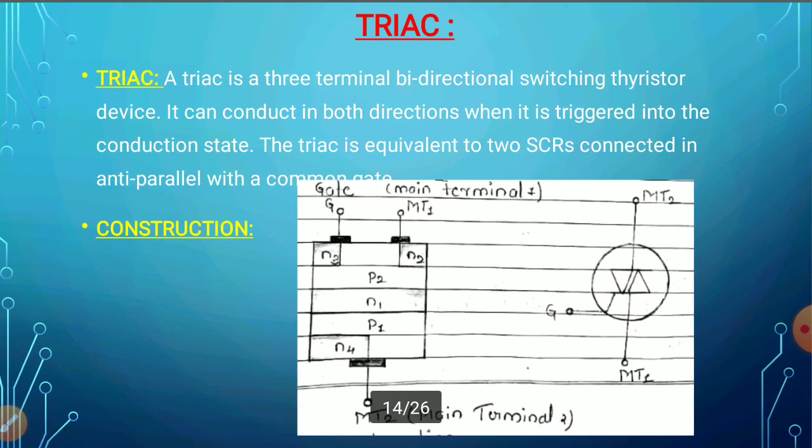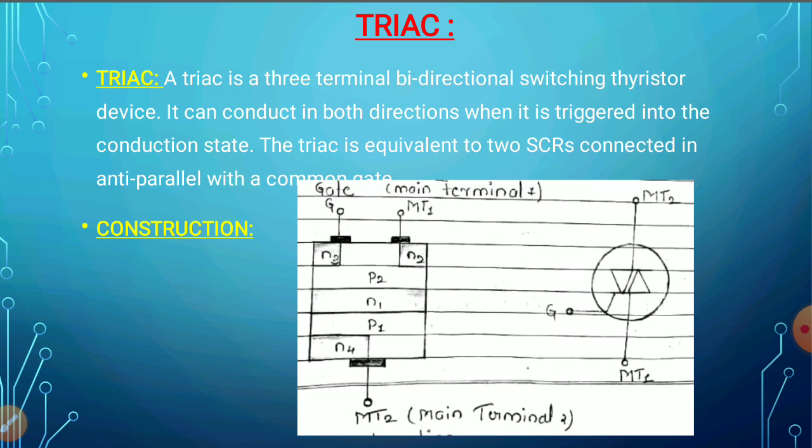The next one is we will discuss one more semiconductor device, that is the TRIAC. TRIAC stands for triode alternating current. Similar to the DIAC, it works in the same way, but it is a 3-terminal bidirectional switching thyristor device. So just like your DIAC, it also conducts in both directions, that is for a positive voltage as well as for a negative voltage. The only difference is that the DIAC does not have any controlling terminal, whereas the TRIAC has a controlling terminal called the gate terminal.